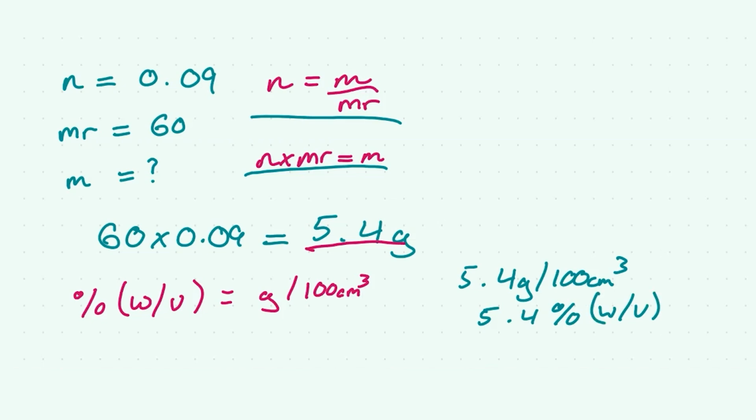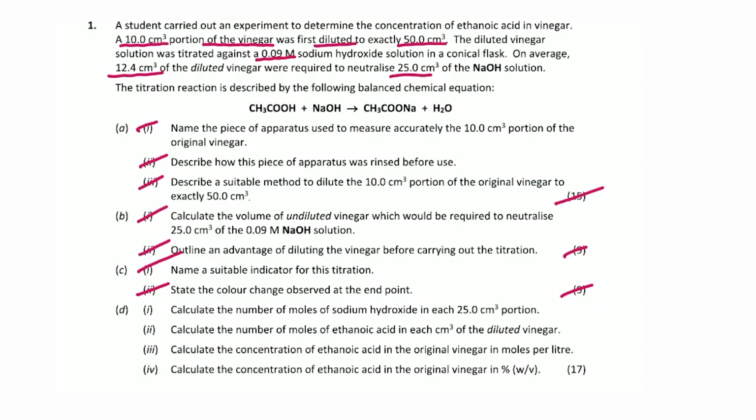So then the marking for this question, for calculating your Mr to be 60, you will receive 2 marks, and then for getting your weight to volume percentage, you'll receive an additional 3 marks. So that's it for this question. Go back and make sure that we have everything done. So now that's all of part D done. So we did part I, II, and IV. So that's all 4 points for a total of 17 marks.